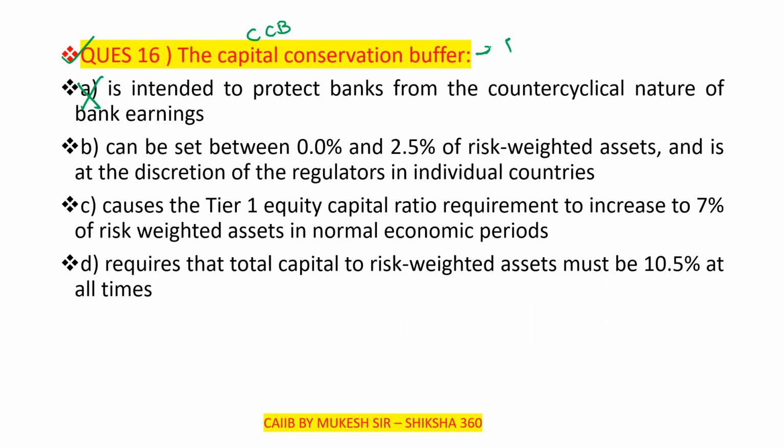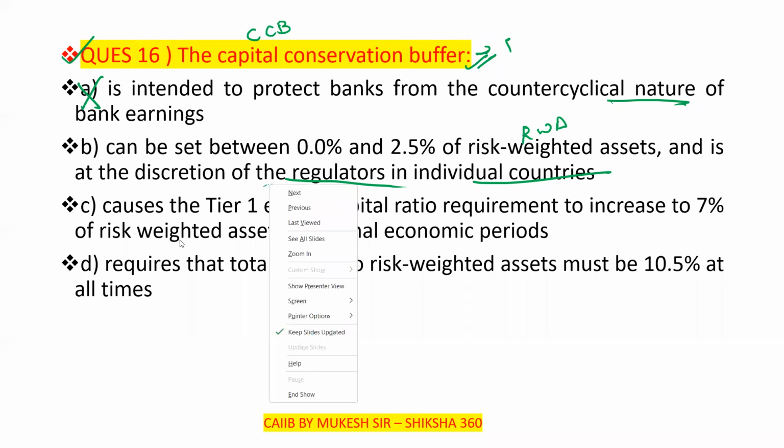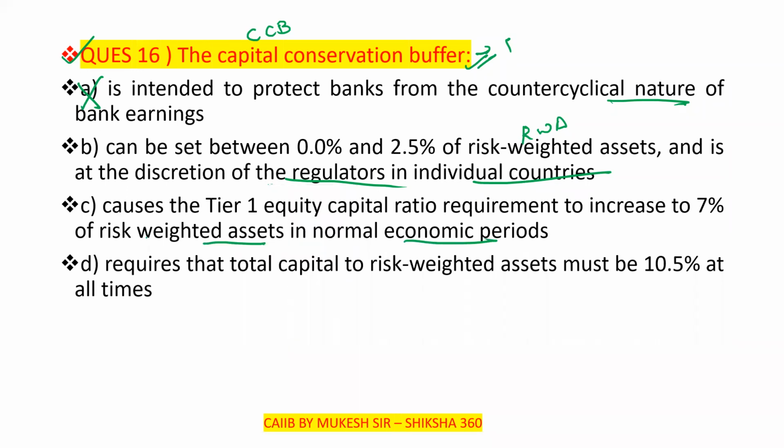It is for the time of losses or the stress period, when the banks will use that buffer. Clear? Option B: it can be set between 0.0% to 2.5% of the risk weighted assets, at the discretion of the regulators in individual countries. Option C: it causes the tier 1 equity capital ratio requirement to increase to 7% of risk weighted assets in normal economic periods.